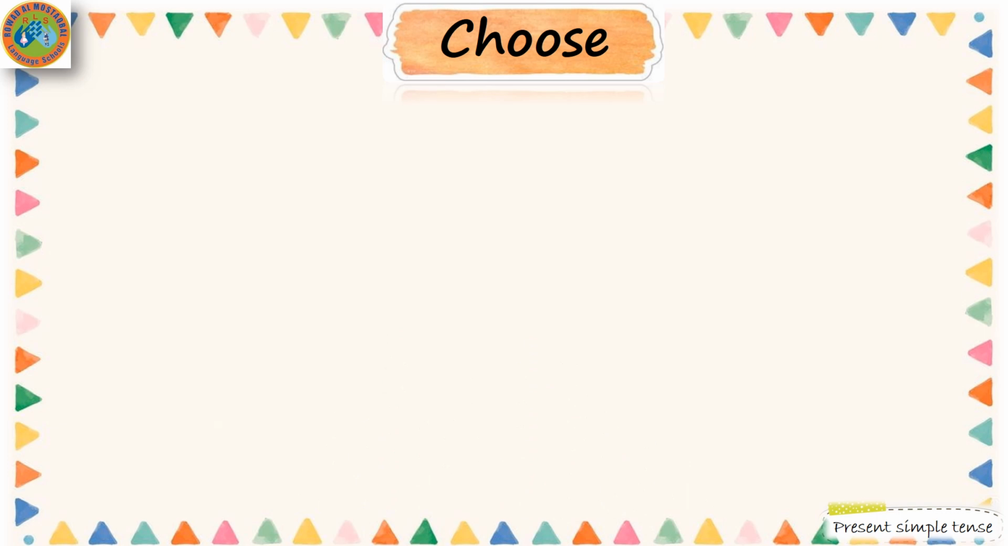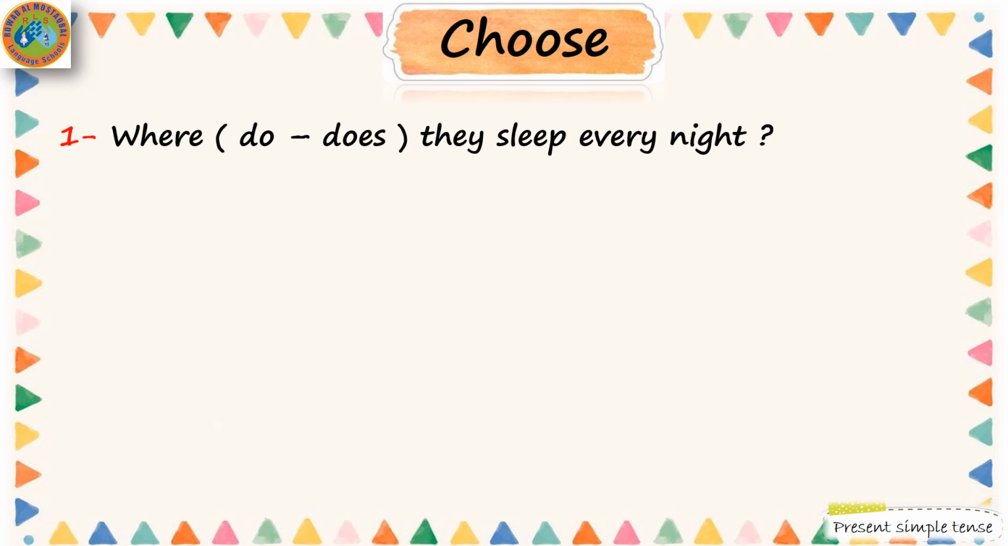Let's answer some questions together. Number one, choose. Where do or does they sleep every night? Here I want to choose the helper verb. I will look at the subject. The subject here is they. Is it singular or plural? It's a plural noun. With the plural noun, the helper verb will be do. So I will choose do.